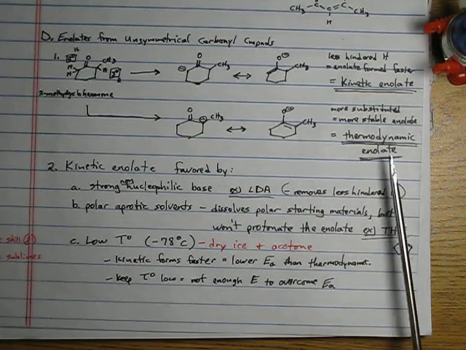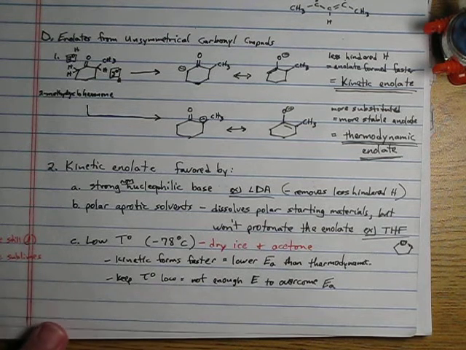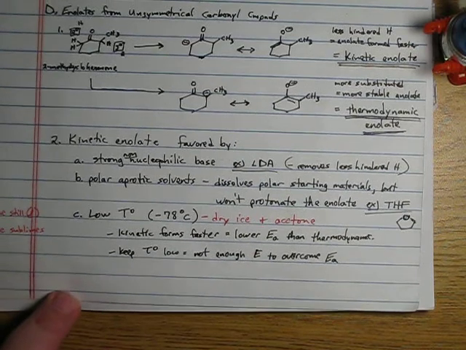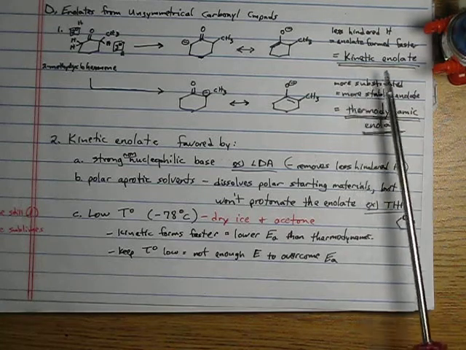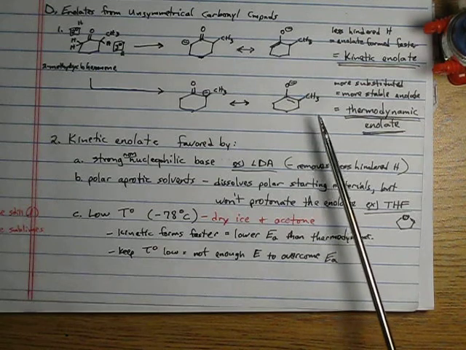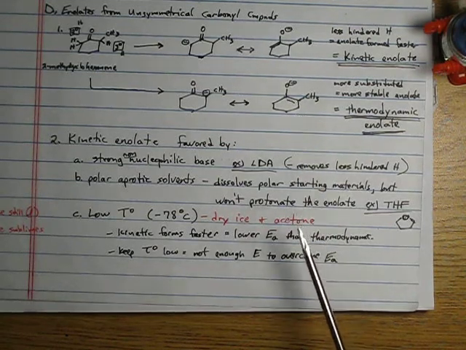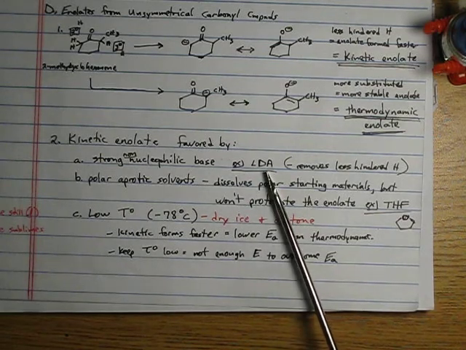That's our thermodynamic enolate. And right now you should be getting some deja vu from the beginning of the semester when we were looking at kinetic versus thermodynamic products with dienes. All right, so good news is we can control how these reactions are going to occur. What if we want the kinetic enolate? What conditions do we put our reaction under to make sure we get the fast reaction and we don't get the more stable product? Well, we need a strong non-nucleophilic base such as LDA.